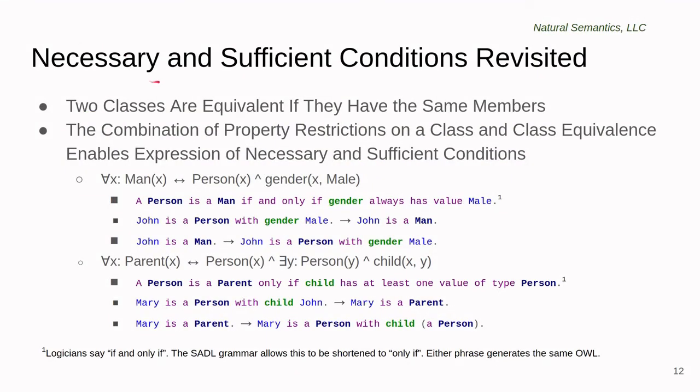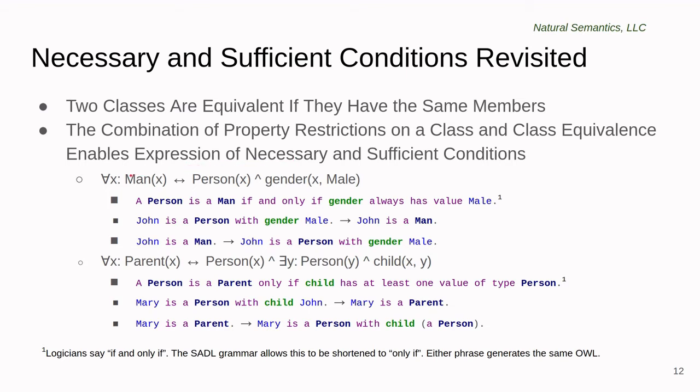Moving forward, let's talk about necessary and sufficient conditions a little bit more. So I'll remind you that two classes are equivalent if they have the same members. The combination of property restrictions on a class and class equivalents enables expression of necessary and sufficient conditions. So in other words, this is how we're going to do necessary and sufficient condition expression in OWL.